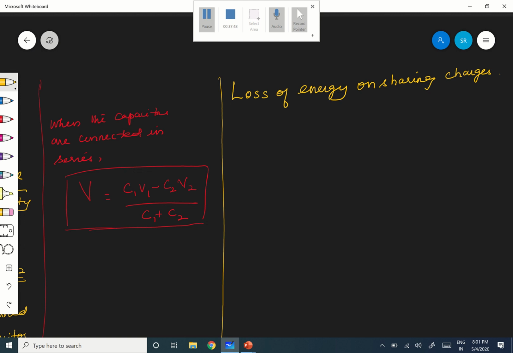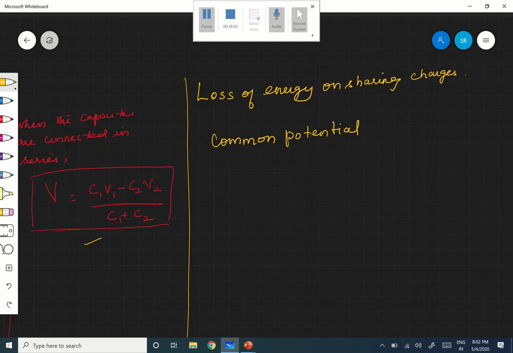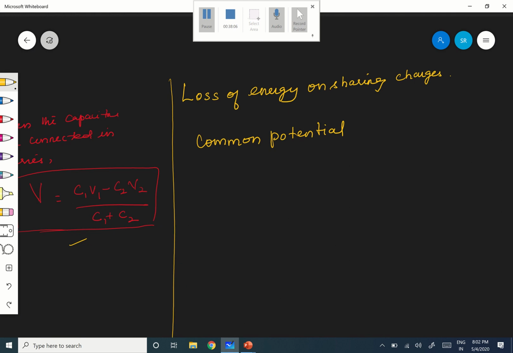Now we go for when two capacitors are connected in parallel. With respect to parallel only; for series, just the result is given. When they are connected in parallel, what is the common potential? Common potential V. We do all these derivations only for the parallel combination. Common potential V is equal to C1 V1 plus C2 V2 divided by C1 plus C2. This we have already seen, and we are taking the same result here.